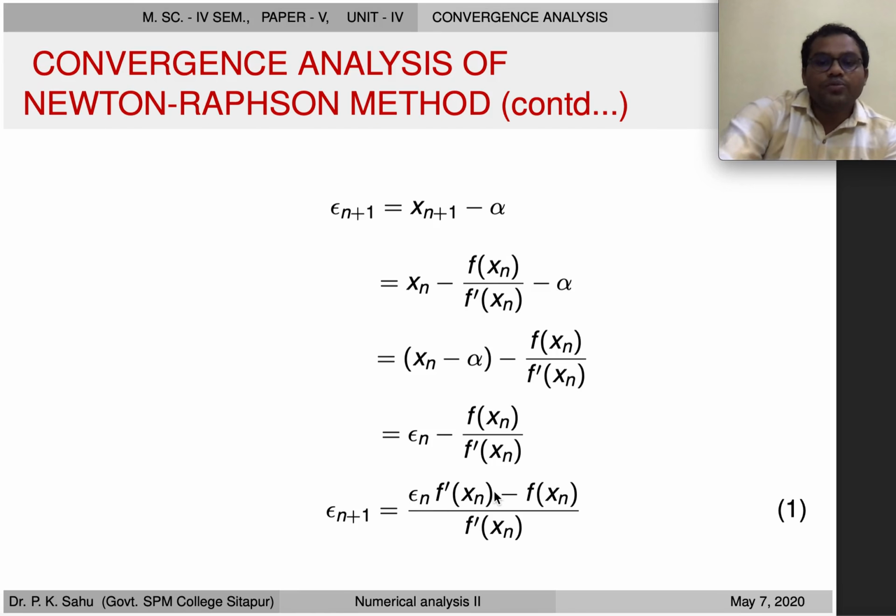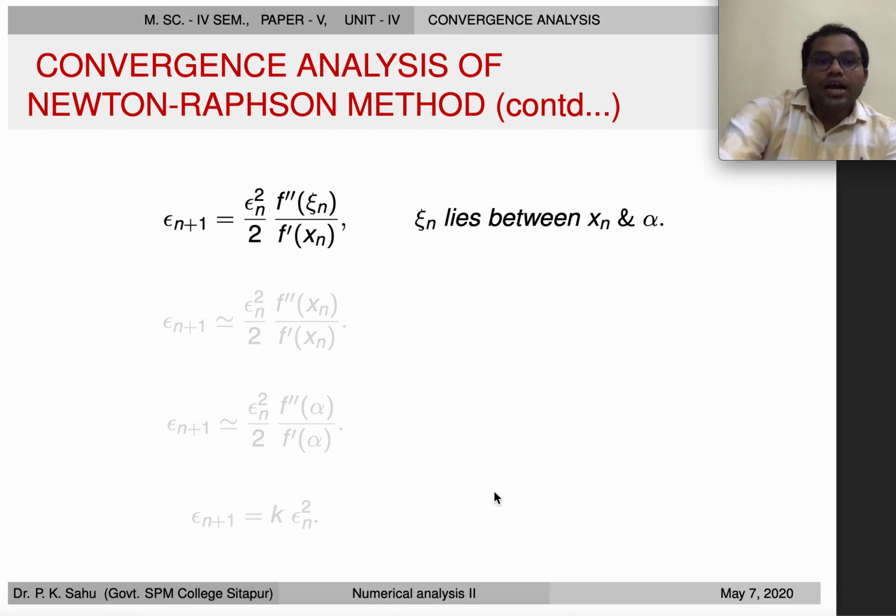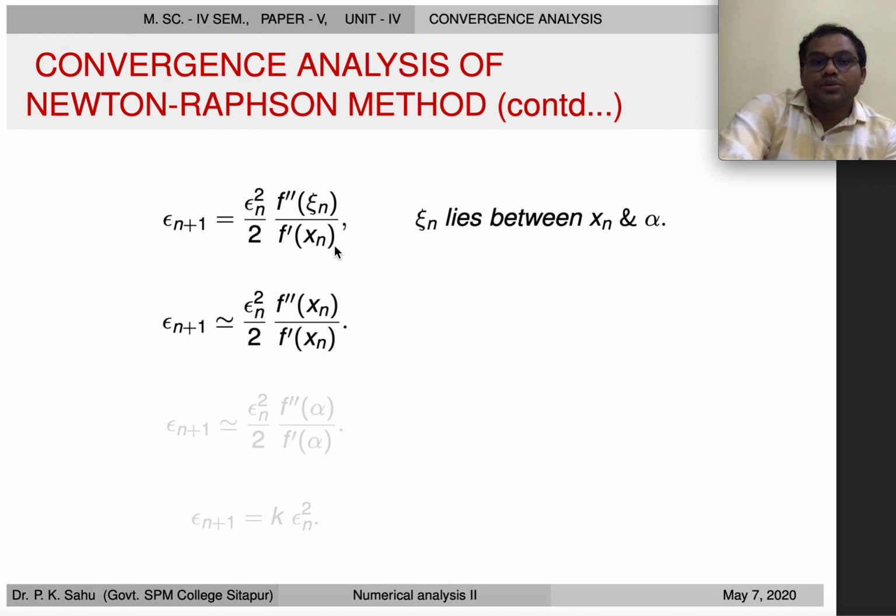So from equations 1 and 2 we can write epsilon n plus 1 is equal to epsilon n squared by 2, f double prime xi n divided by f prime of x. So we have a relation between the error at the n plus 1th approximation and the error at the nth approximation: the error at the n plus 1th approximation is half of the error at the nth approximation to the power 2, multiplied by f double prime xn divided by f prime of xn.